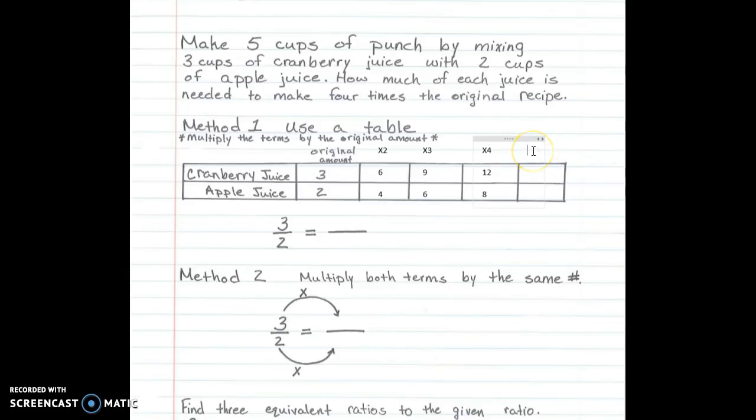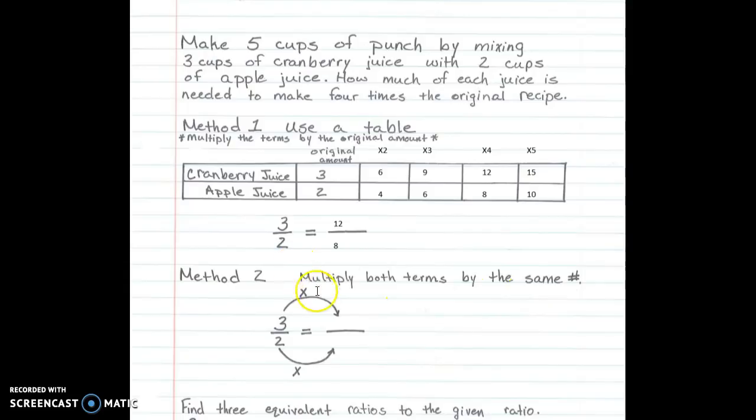And finally, going into your fifth column, I would multiply times 5. So 3 times 5 is 15, and 2 times 5 is 10. So, what is the amount of juice that we would need to create 4 times the original recipe? So I would go to my 4 times and see that I would have 12 cups of cranberry juice to 8 cups of apple juice. And that is our equivalent ratio.